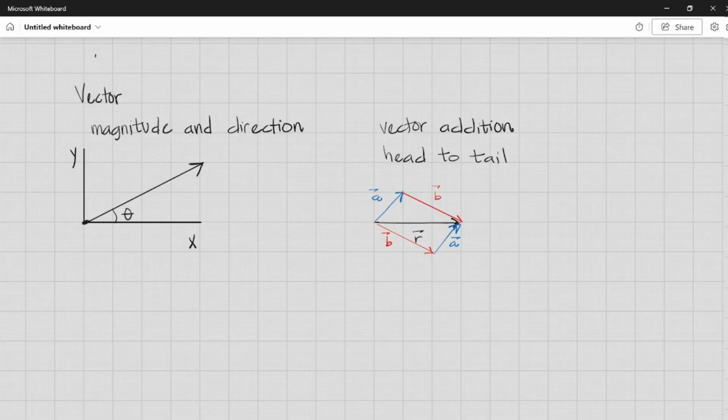Now, each vector in a plane, a two-dimensional vector, for example, is made up of two different components. The number of dimensions that the vector is in determines the number of components that the vector will have. So a two-dimensional vector will have two components, and a three-dimensional vector will have three components. Let's start with the two-dimensional vector first.